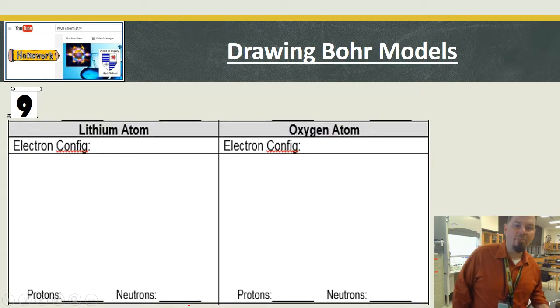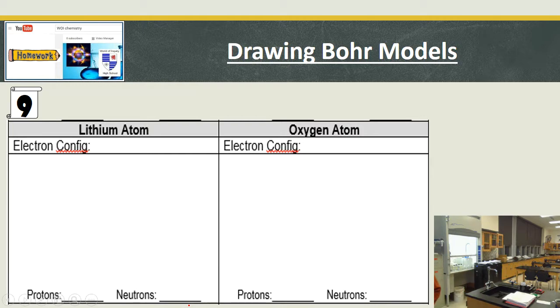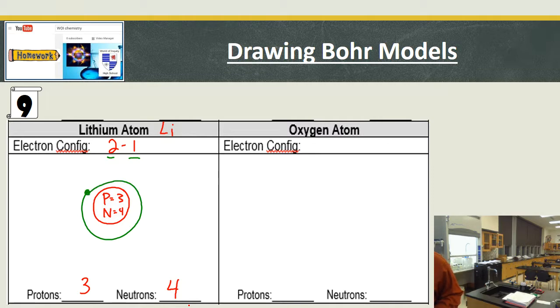Okay? Lithium and oxygen. Here we go. Lithium is Li. Lithium's electron configuration is 2, 1. He has 3 protons, has a mass of 7, so he has 4 neutrons. I know I'm doing that fast, but we've gone over this quite a bit, and so I'm expecting you to hopefully get a little bit more fluent with that piece. I have 2 energy levels, so 2 rings. First one gets 2. That was a bad one, but it happens. And there we go. 2, 1. There we go.